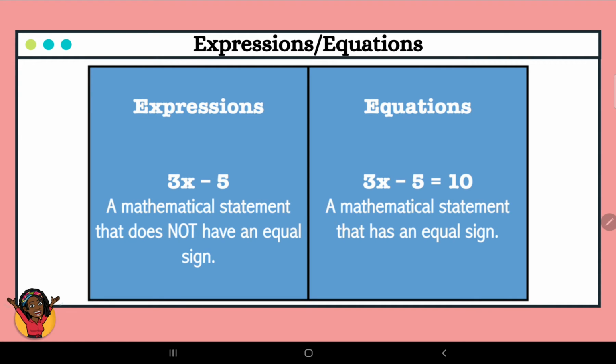So our two primary terms are expressions and equations. An expression is a mathematical sentence that does not have an equal sign, whereas an equation is a mathematical sentence that has an equal sign. As outlined in the example here, 3x minus 5 has no equal sign, but for the equation 3x minus 5 is equal to 10, the equal sign is what makes this an equation.